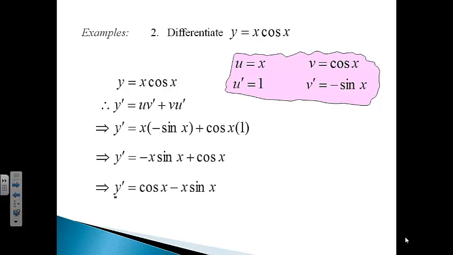And we'll do a couple more examples. You can rewrite it in any order. Either one of those last two would be a fine answer for me.